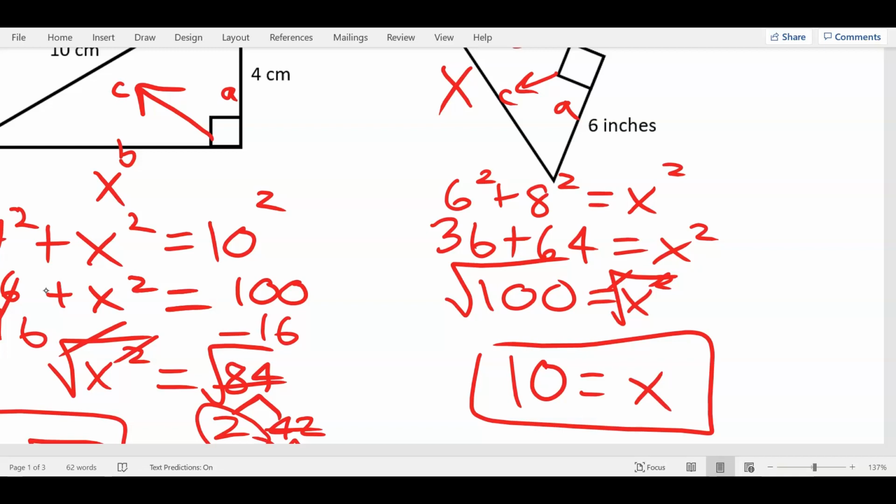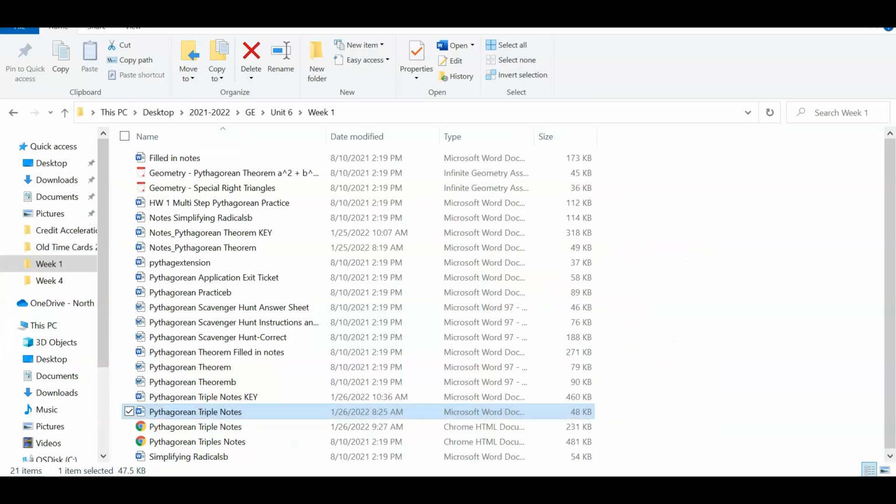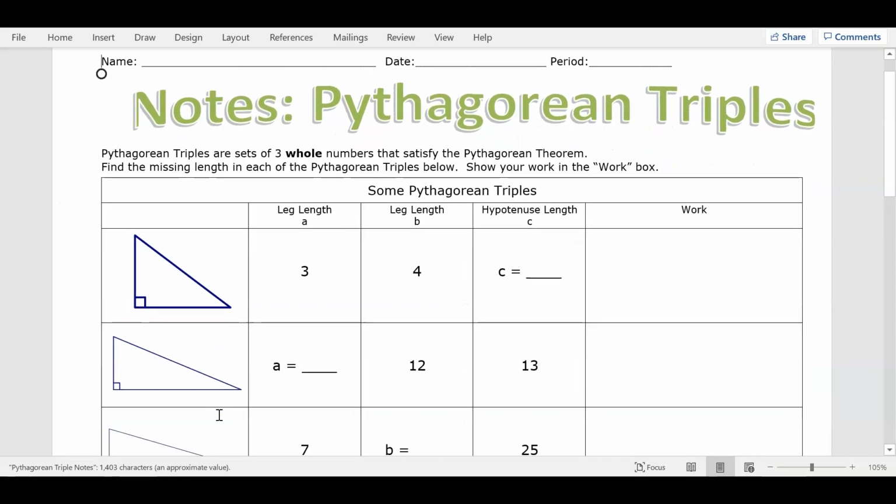Thank you for taking less time. Everybody, let's talk about Pythagorean triples. Okay, here we go. Sooner we start, sooner we finish.